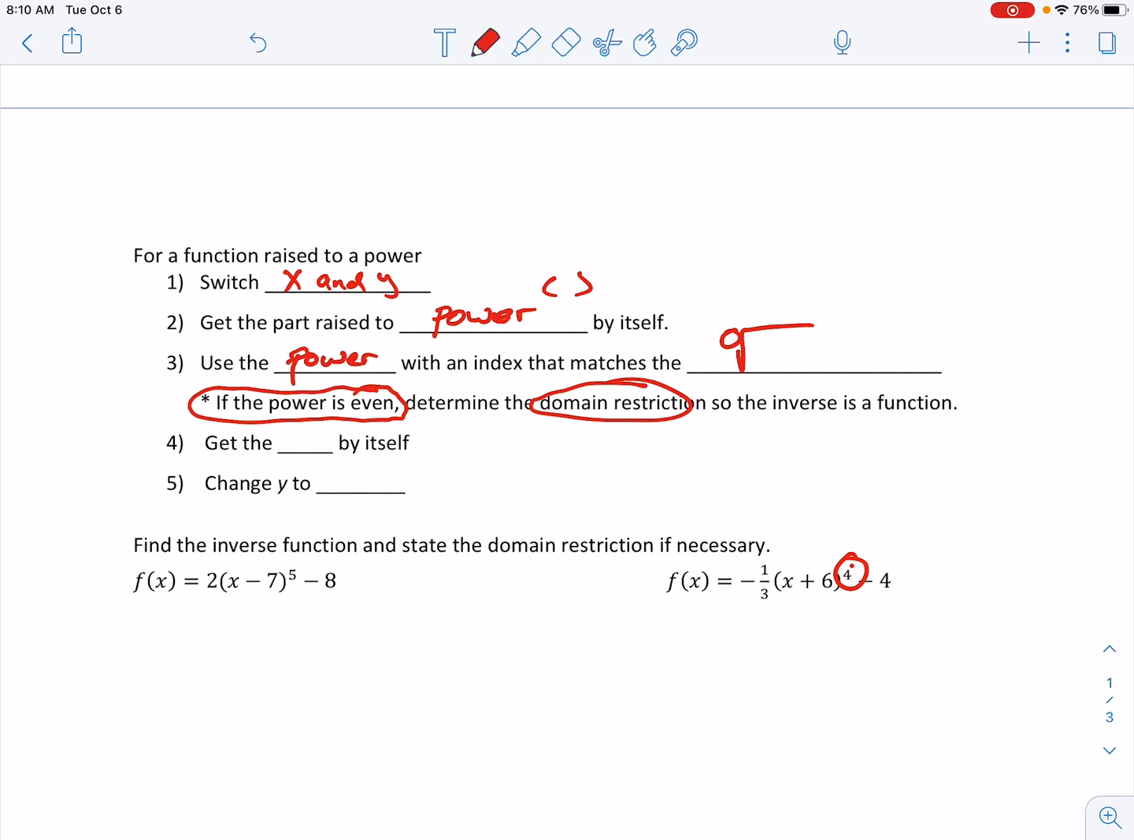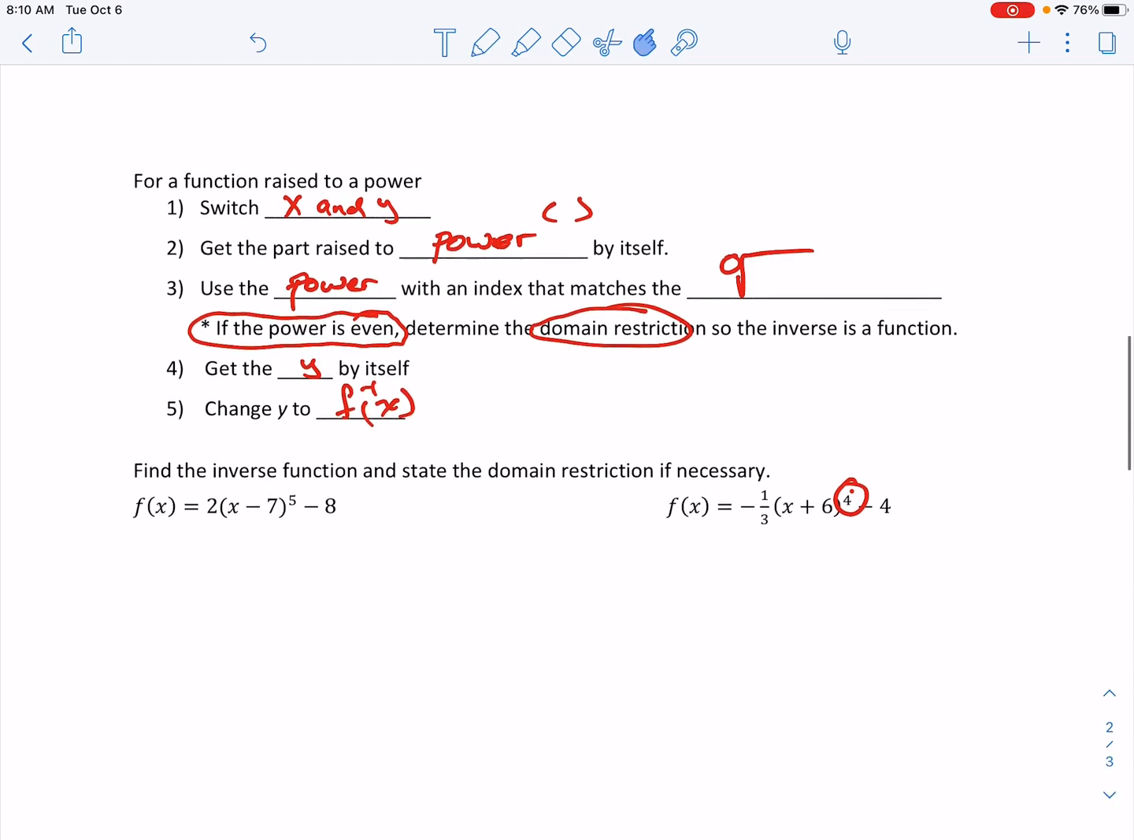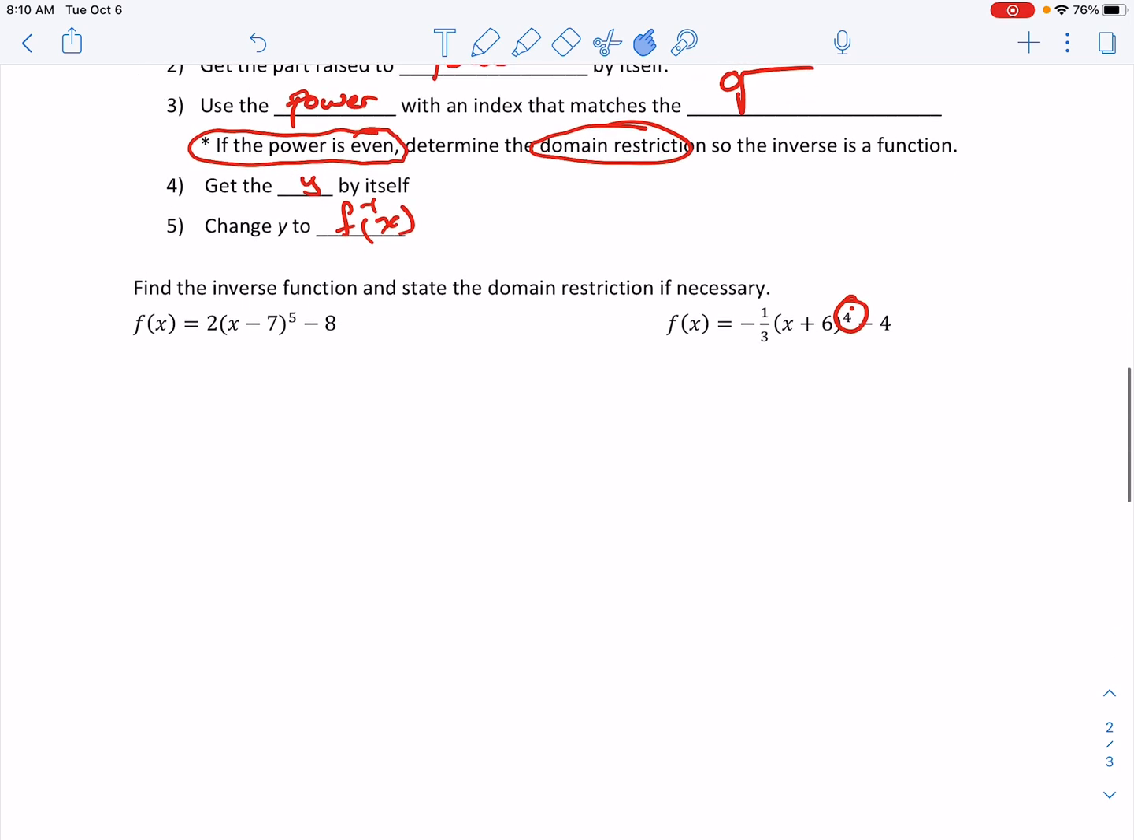Okay, so then we're going to get the y by itself, and then we'll change the y to f inverse of x, just like all the others. On this first example, I don't need a domain restriction because it has an odd exponent. The exponent is 5, so I don't need a domain restriction. I'm going to change my x's and y's, so x equals 2 times (y minus 7) to the power of 5 minus 8.